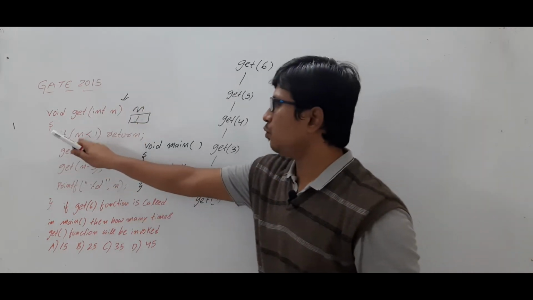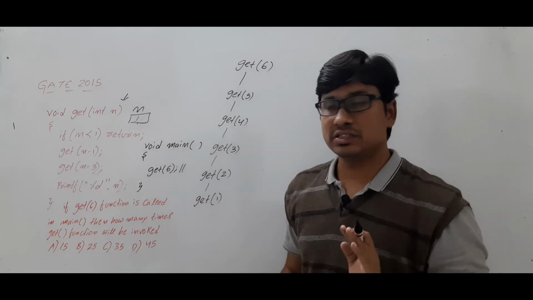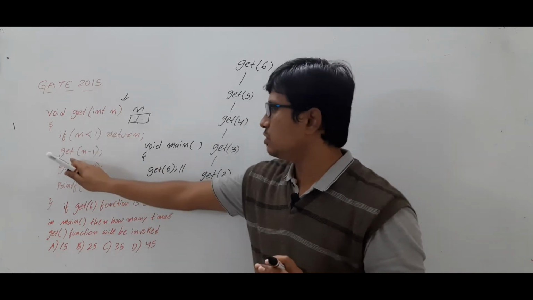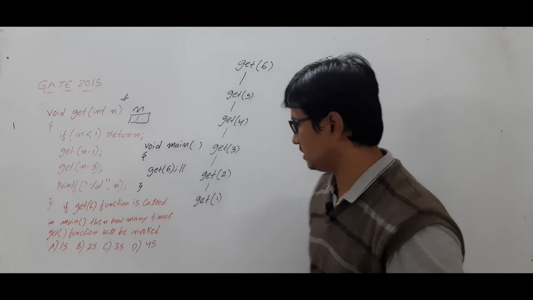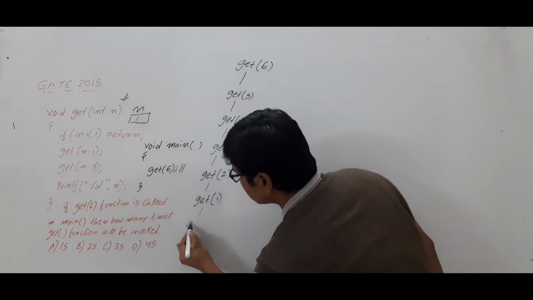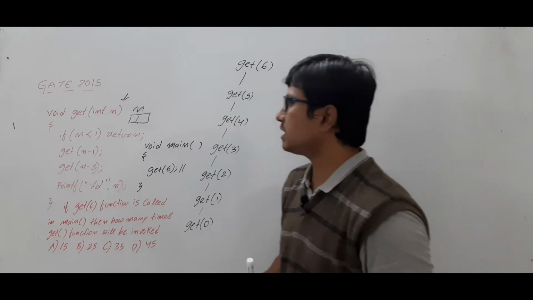Now again, 1 is equal to 1. 1 is not less than 1. Again the condition has failed. So you are calling this get function with input 0, because 1 minus 1 is 0. Are you able to understand it or not?